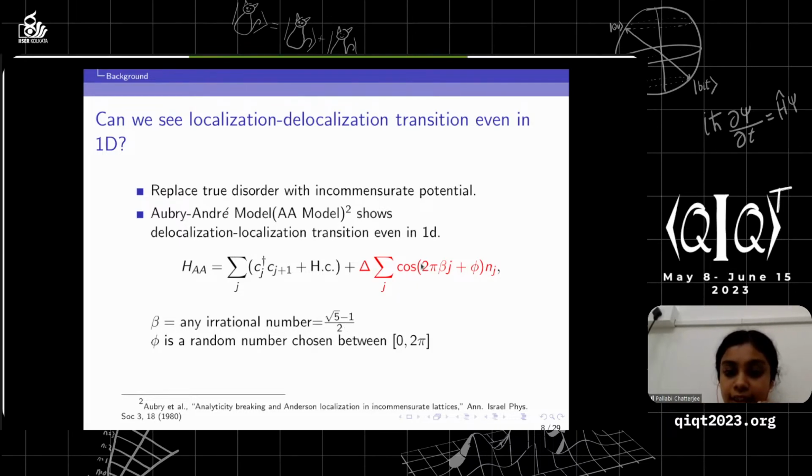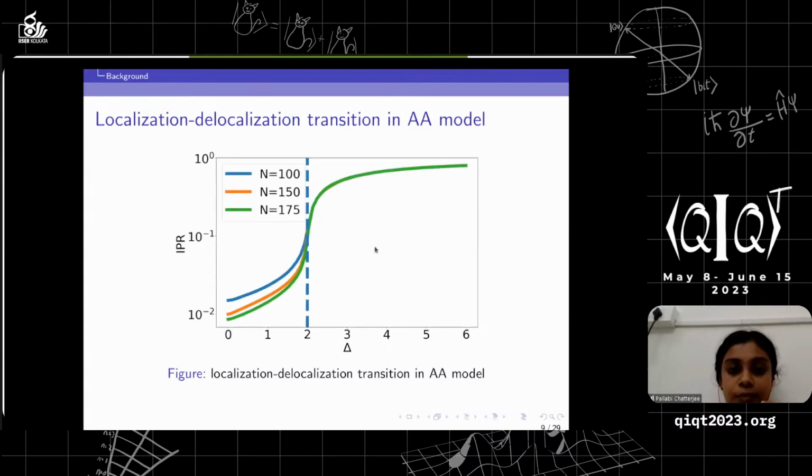So though it is a periodic function, the electron will see this potential as randomly distributed because of this irrational beta value. And phi, we are choosing as any random number between the 0 to 2 pi window. So in presence of this kind of potential, one can see a clear delocalization to localization transition, where for the delocalized states, the IPR value scales with system size, and for localized states, the IPR value approaches 1.